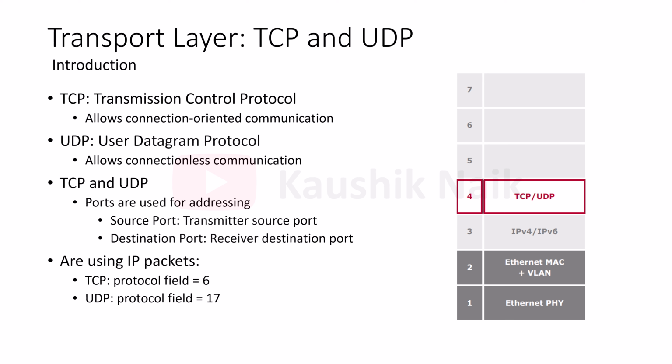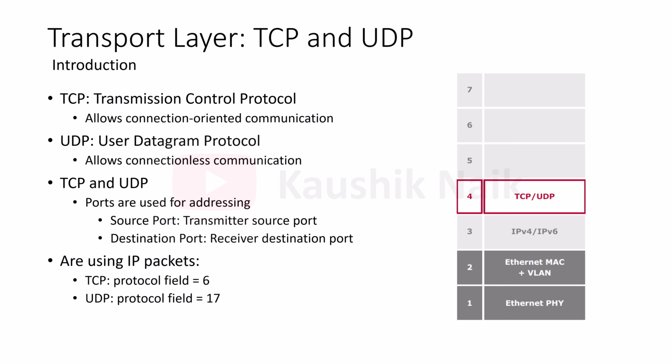Layer 4 is the transport layer. TCP and UDP are the main protocols within layer 4. TCP is Transmission Control Protocol and UDP is User Datagram Protocol. The main difference between them is the way the communication happens. That is, TCP allows connection-oriented communication, whereas UDP allows connection-less communication.